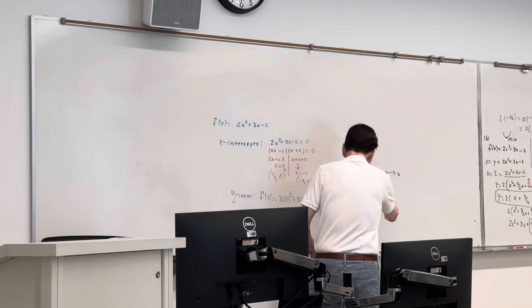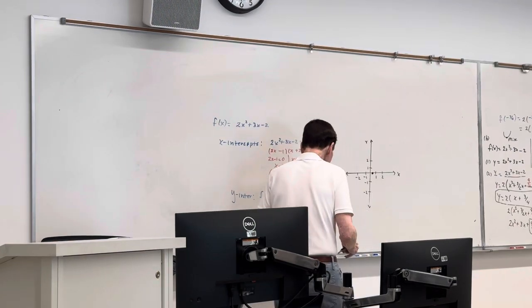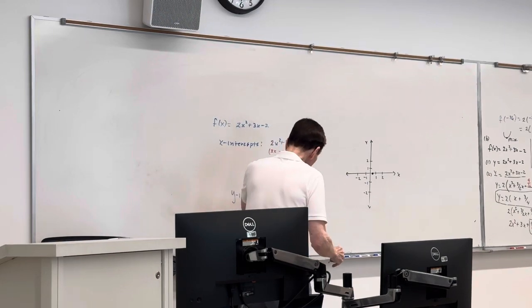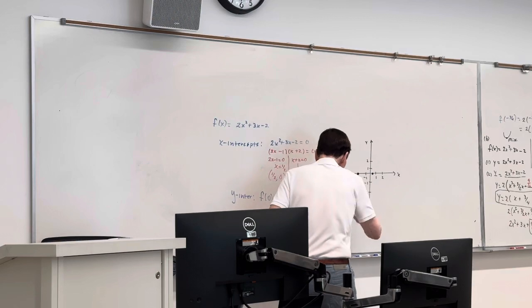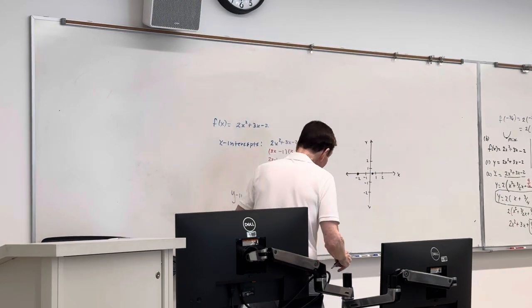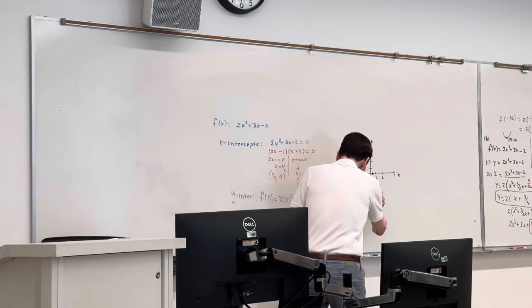Let's place 1/2 right here between 0 and 1. There's an x-intercept. Another x-intercept is -2. I have that marked. That's an x-intercept. The y-intercept is down at -2 here.